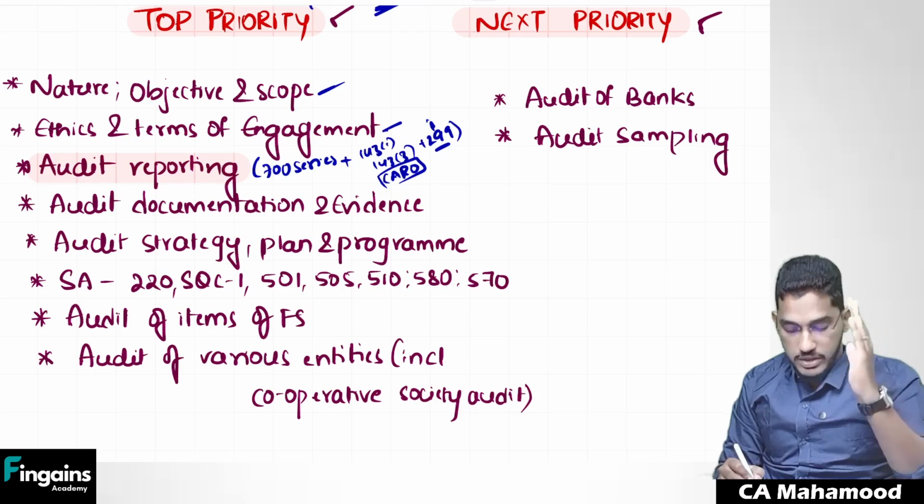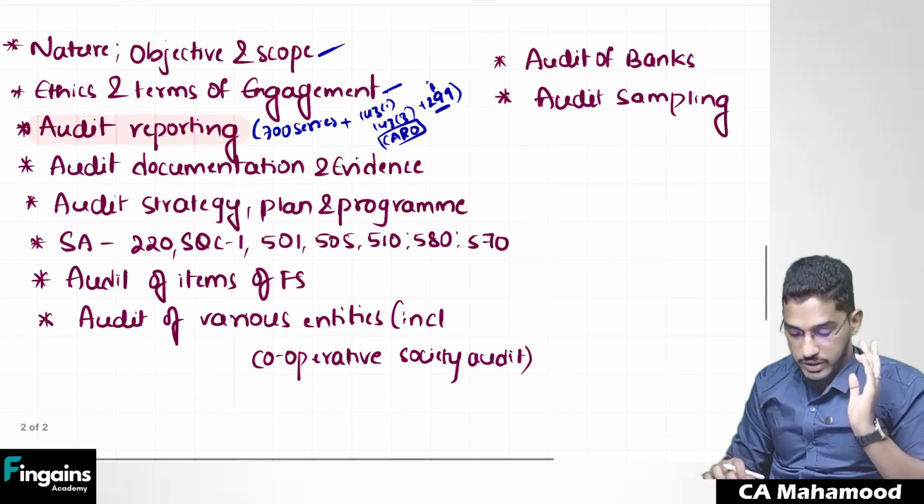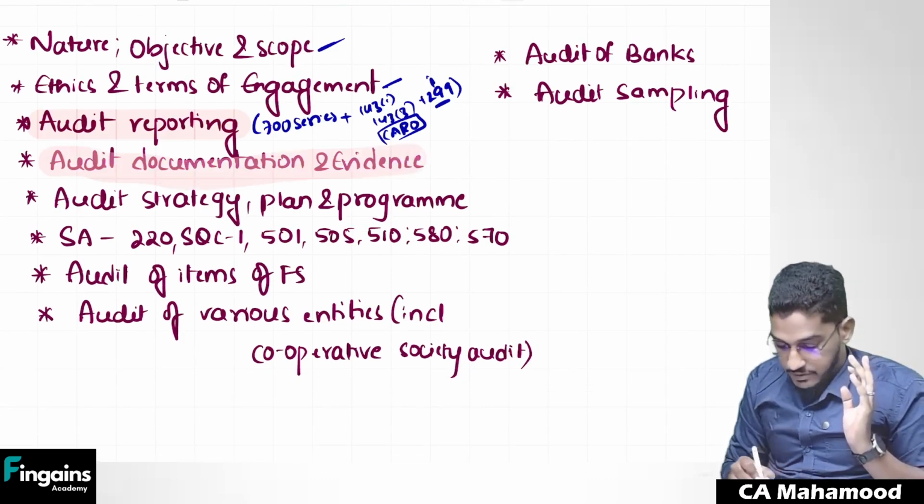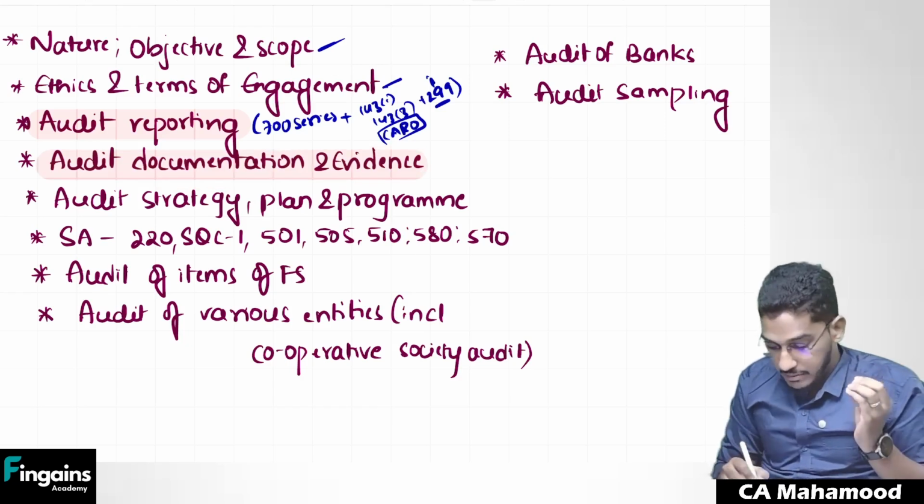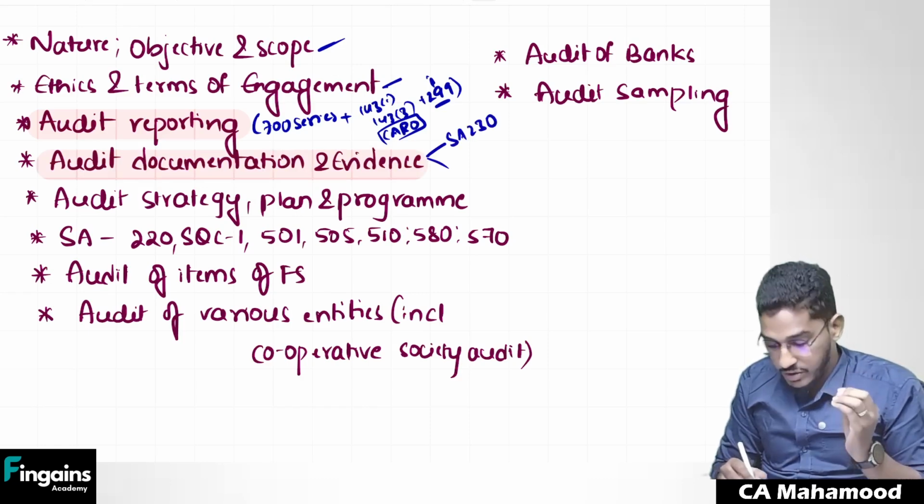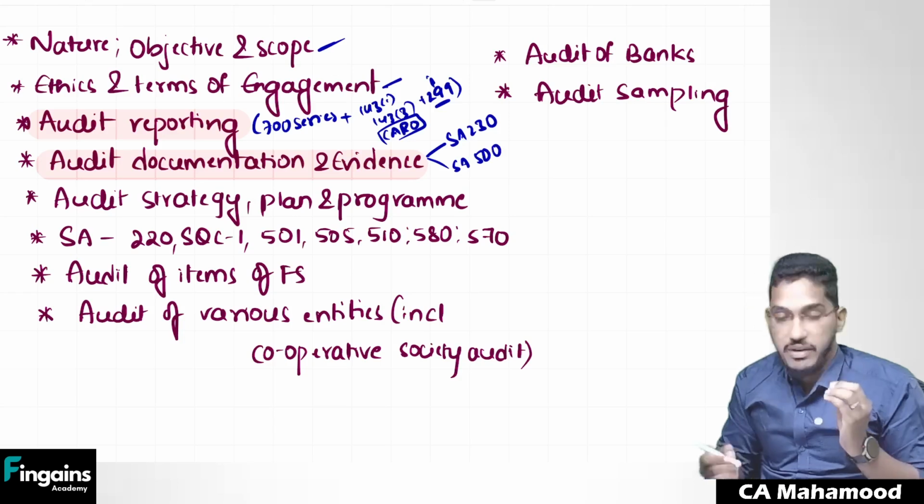you have to focus on is audit reporting. So focus on audit reporting. So once you are done with that, audit documentation and evidence. In this chapter, if you look in my material, you will be able to find 2 standards. One is SA 230, which is talking about audit documentation, and the other one will be SA 500.